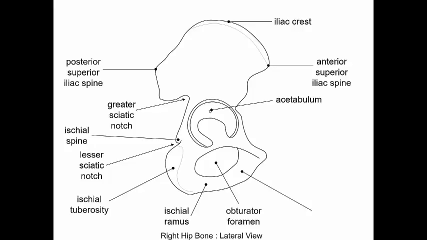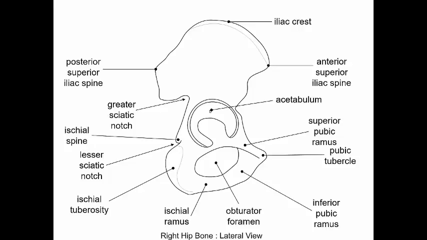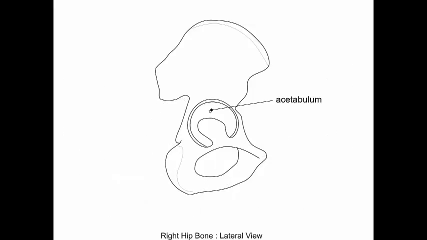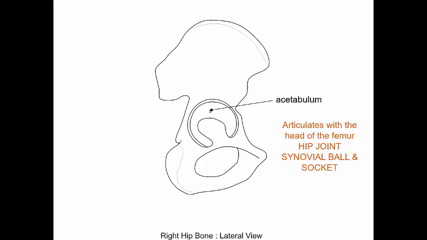Also surrounding the obturator foramen are the inferior and superior pubic rami. They arise from the body of the pubis, which has a tubercle projecting from it known as the pubic tubercle. So the only articular surface on the lateral view is the acetabulum, which joins with the head of the femur to form the hip joint, which is classified as a synovial ball and socket joint.